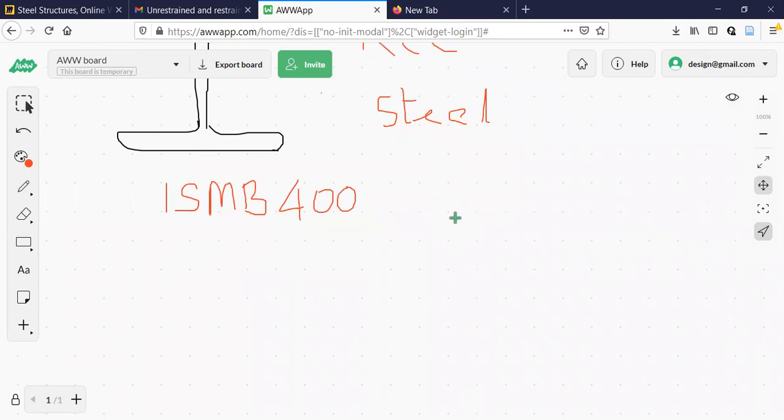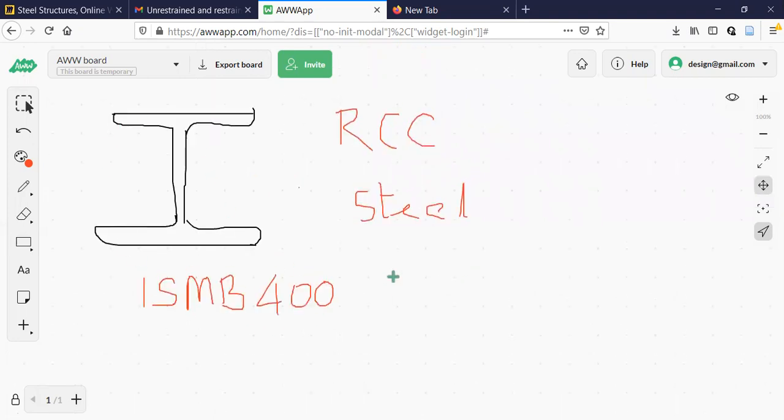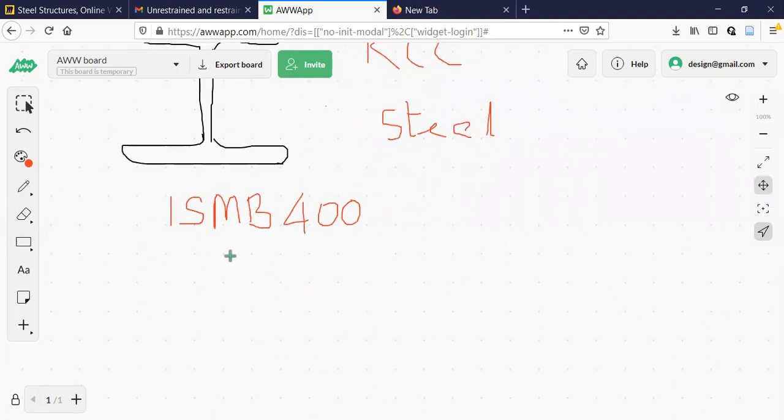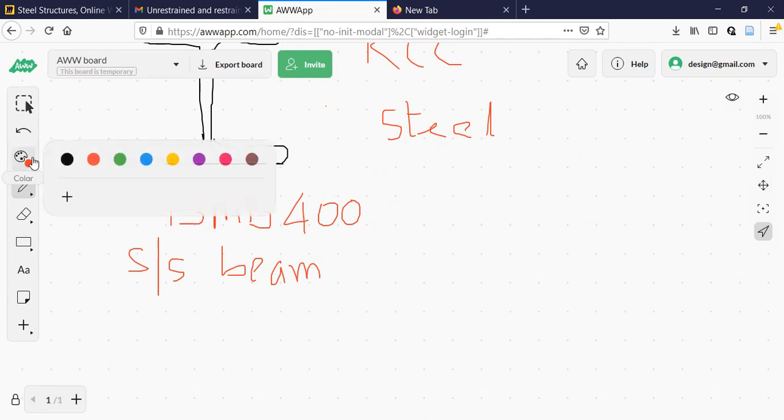So my question is, let us say I am having one I section, ISMB 400, with some weight. Let us say this section I have drawn here is ISMB 400. If this section is used as a simply supported beam, carefully observe this question here. If this is used as a simply supported beam and the effective span is 4 meter.